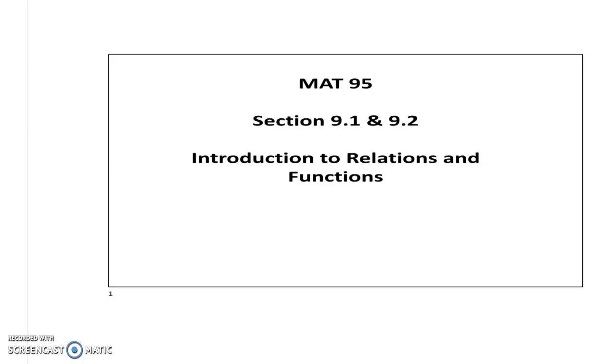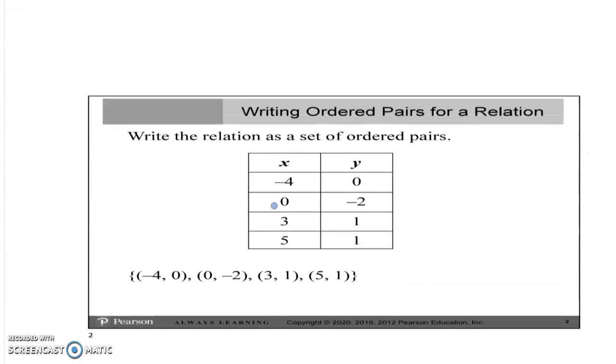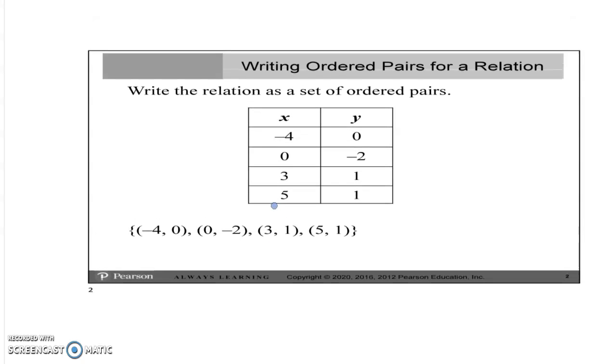Okay, today we're going to talk about functions and what they are, and what a relation is. So we're going to get into 9.1 and 9.2, though this one we're only going to do 9.1. Okay, so we've looked at ordered pairs written as a table, and I just wanted to reiterate that. -4, 0, -4, 0. This is my x and this is my y.